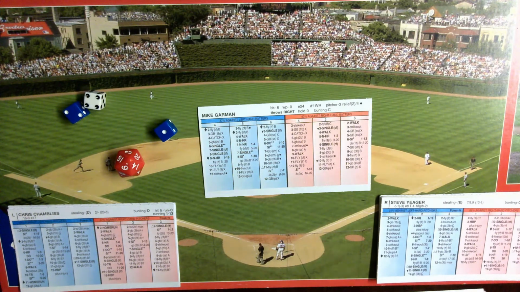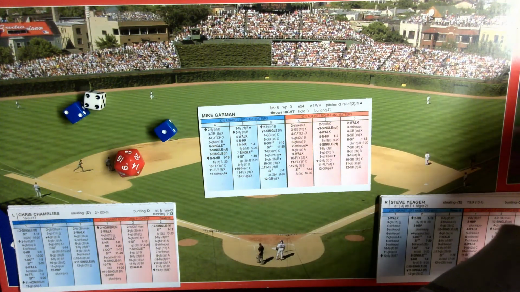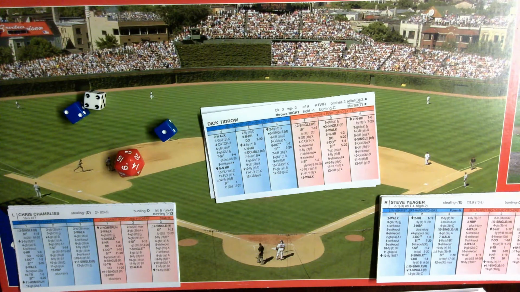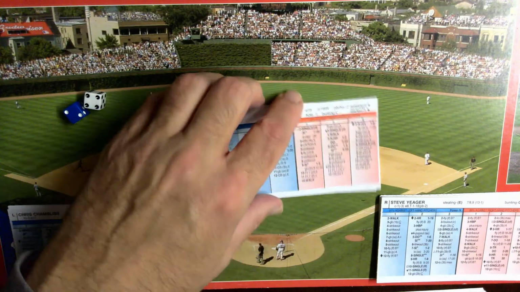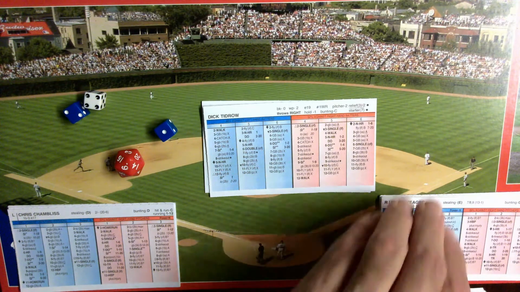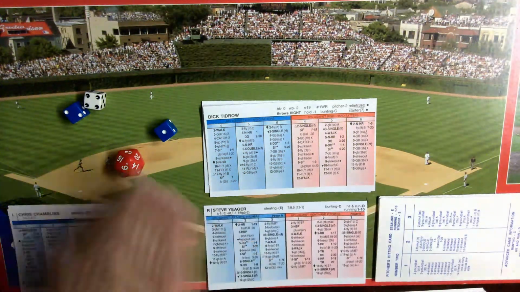And it looks like Martin's going to bring in the right-handed pitcher Tidrow. So Tidrow makes his appearance. So we've got the right-handed Tidrow starting out against the right-hander Yeager. Dodgers have a 2-run lead.